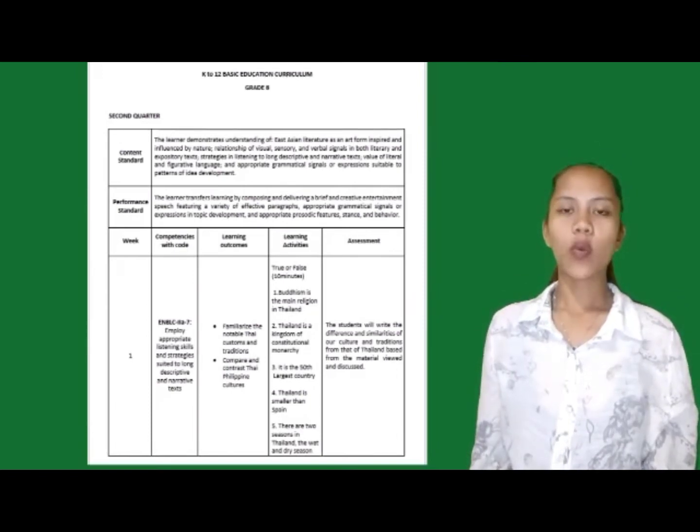5 minutes. 1. Buddhism is the main religion in Thailand. 2. Thailand is a kingdom of constitutional monarchy. 3. It is the 50th largest country. 4. Thailand is smaller than Spain. 5. There are 2 seasons in Thailand, the wet and dry season.